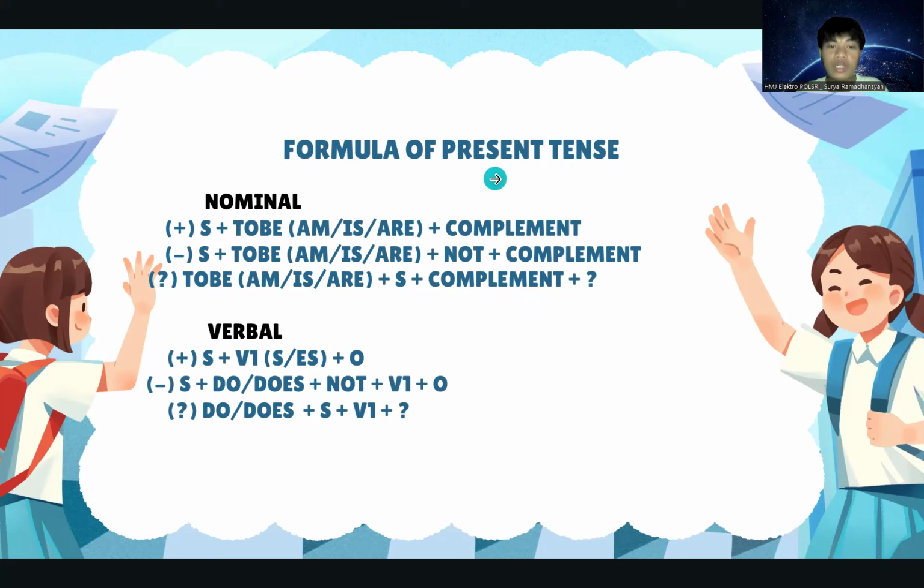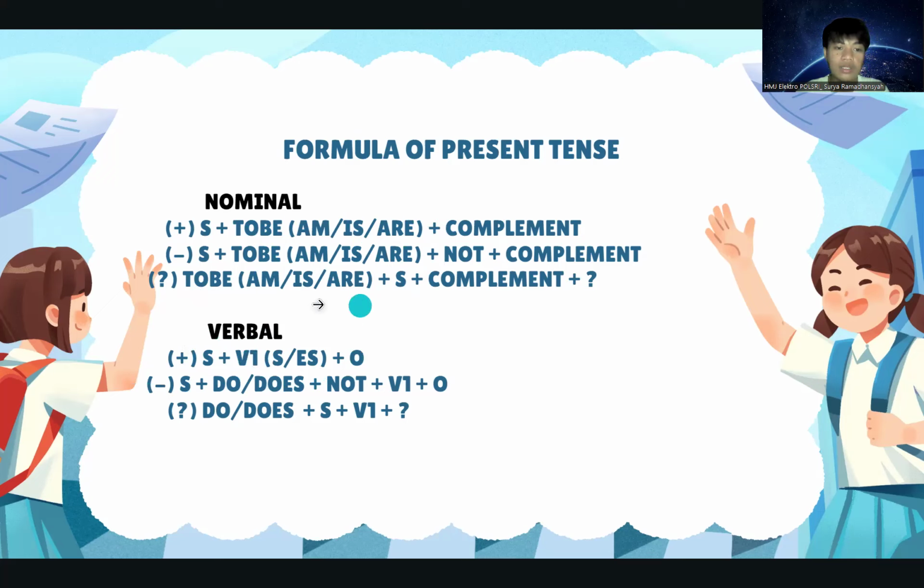So when will we use the am is are as the to be? We use am as a to be when the subject is I, atau dalam bahasa Indonesianya itu adalah saya atau aku. And then we use is when the subject is she, he, or it. And then we use are as a to be when the subject is you, they, and we. Seperti itu, like that. And then we go to the second category, the verbal category.